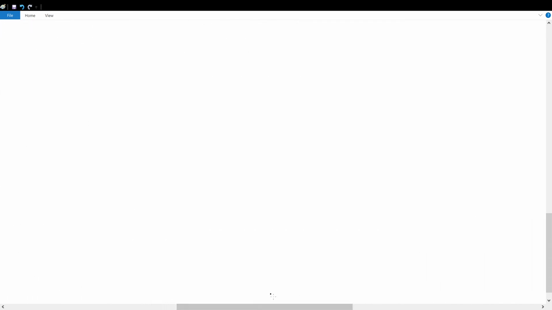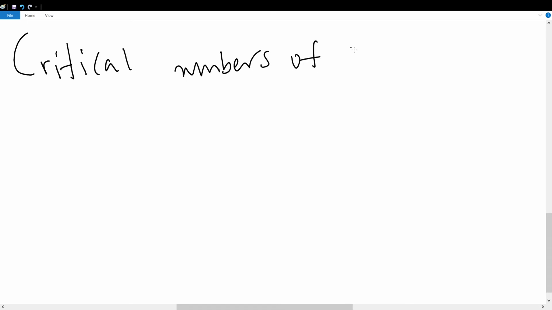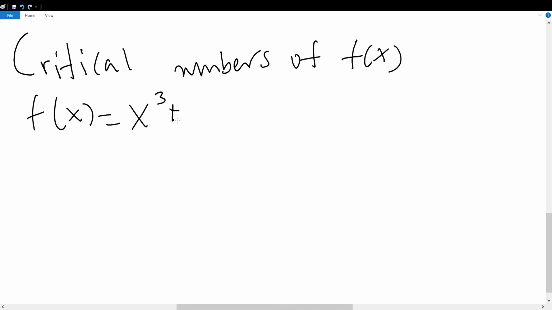Now another question you might encounter is finding critical numbers, so critical numbers of a function f of x. I'm going to give a question about it. So let's say the function is f of x equals x cubed plus 6x squared minus 15x. What are the critical numbers of this function?